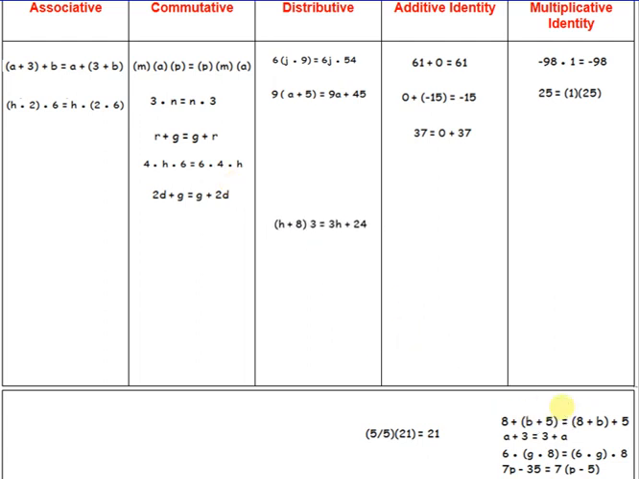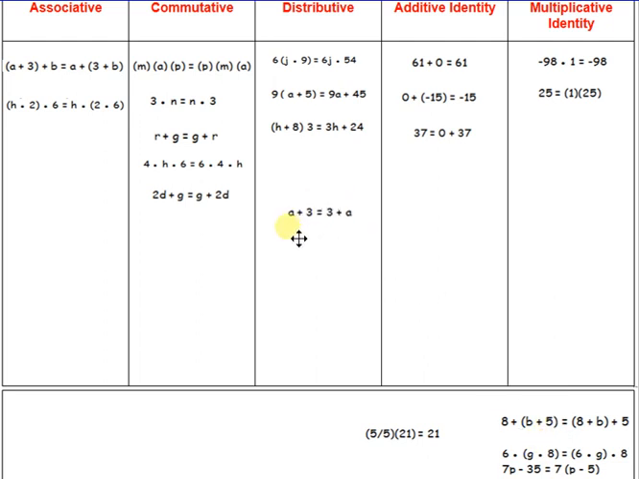Okay, let's take a look at this one. (h plus 8)3 equals 3h plus 24. This is a tricky one. But the 3, even though it's on this side, was being distributed to the h and to the 8. So 3h and then 3 times 8 is 24. And don't worry if distributive is confusing you. We're going to spend like 3 days on distributive property, so don't worry.